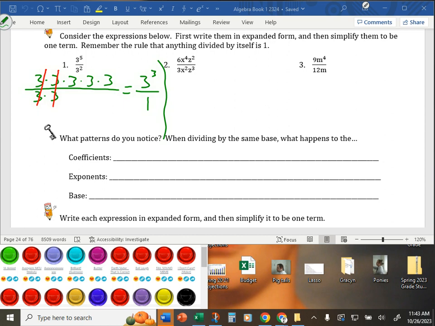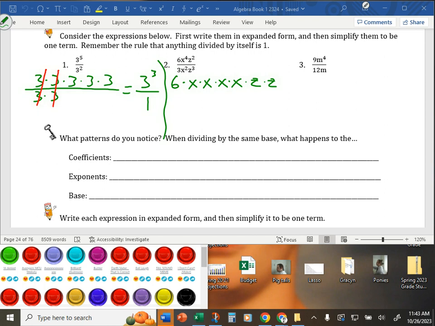All right? Second example. How many 6's do we have up there? How many 6's do we have in the numerator, Anthony? Just 1. Okay? We have 6 because it's a coefficient. And then our base of x, we have 4 of them. And then 2 z's. Right? 6 times x times x times x times x times z times z.